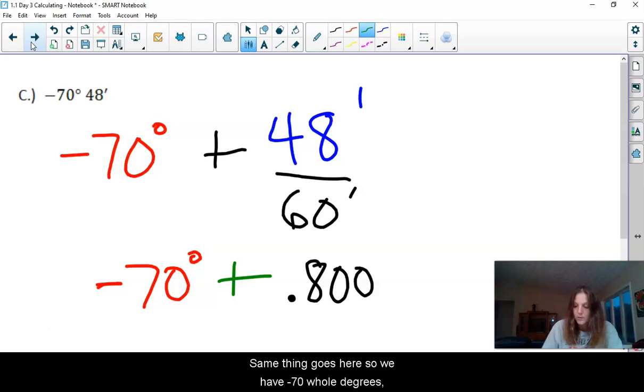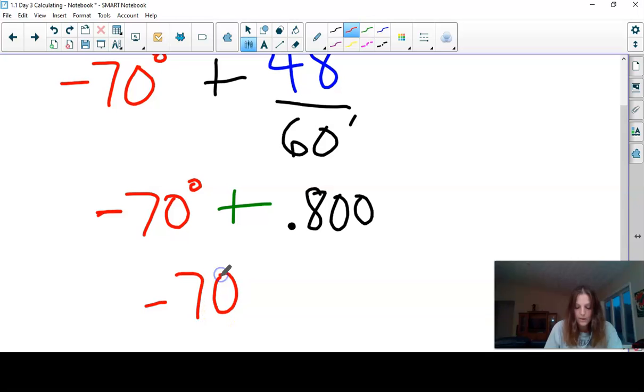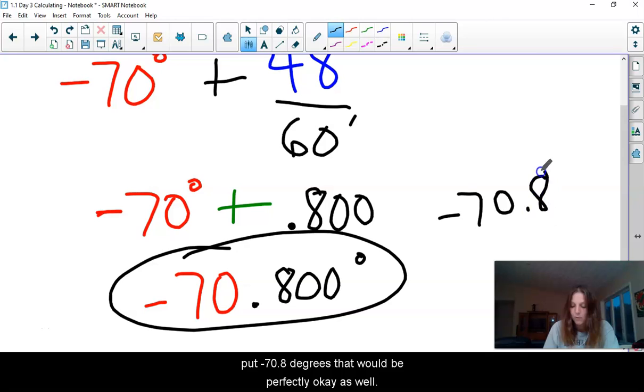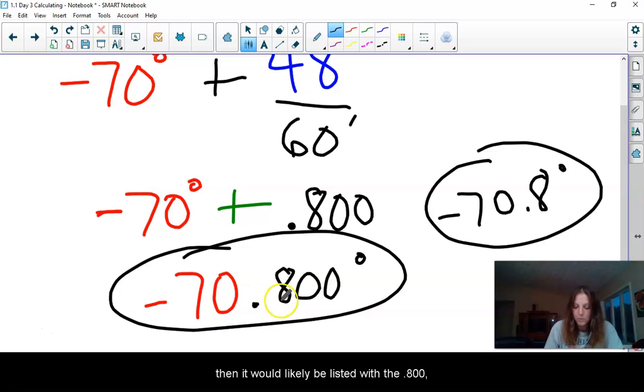Same thing goes here. So we have -70 whole degrees and we have 0.800 part of a degree. It is not adding these two together. So you just take the whole degree and then you put on that part of a degree and then you have your answer. Okay, if you wanted to put negative 70.8 degrees, that would be perfectly okay as well. If you were taking a multiple choice test and it was asking you specifically for the thousandths place, then it would likely be listed with the 800. So just keep that in mind.